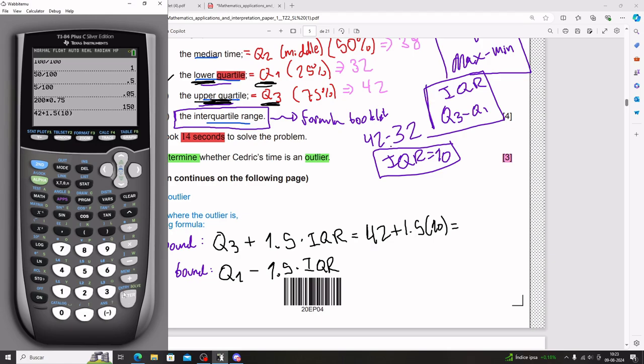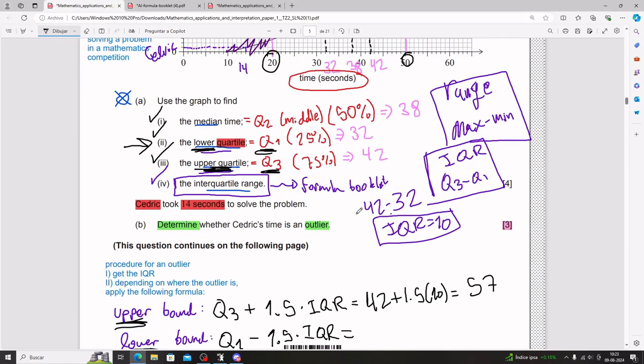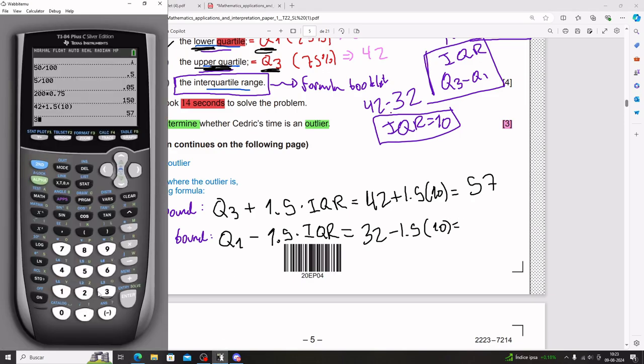Yeah, so the upper bound ends up as 57, while the lower bound will be Q1, which we said was 32, minus 1.5 times the IQR, which we said was 10. So it's going to be 32 minus 15. Let me just check my work anyways. Yeah, there you go, 17.